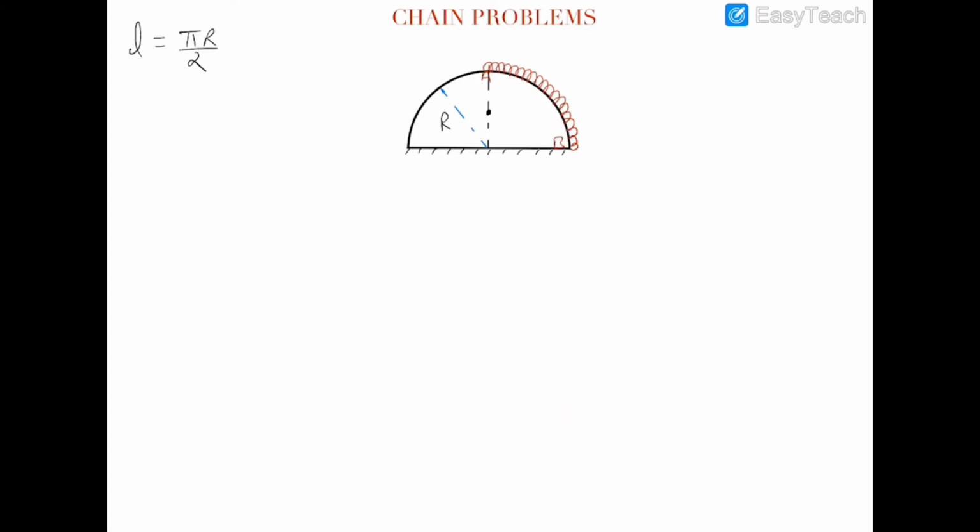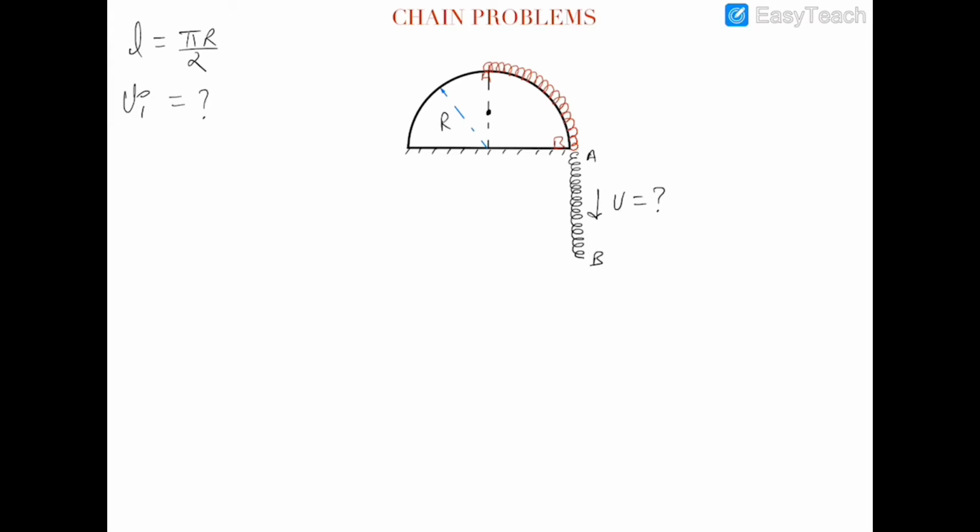We need to find out the velocity of this chain when this end A will come at the place of end B, and the chain will be completely leaving the contact with the table in this position, when A is this and B is this. So we need to find out the velocity of this chain. First of all, we need to find out the initial potential energy of the chain.